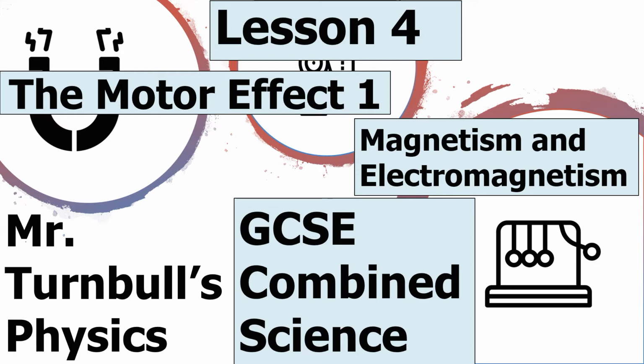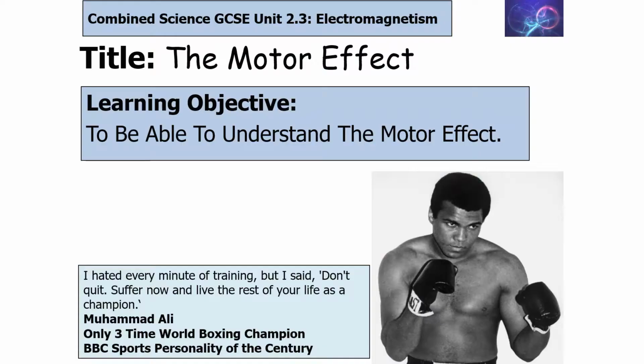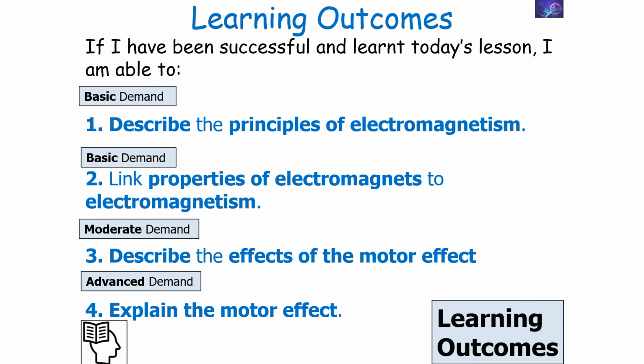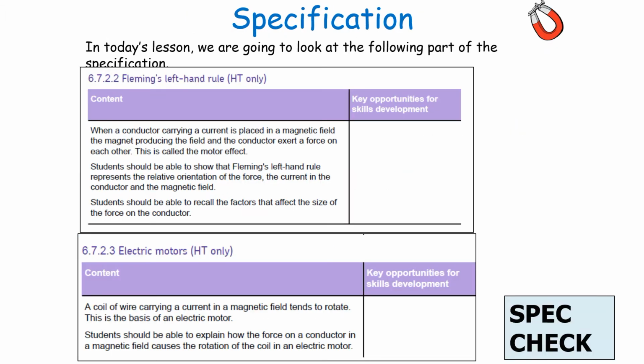Hello and welcome to today's lesson on the motor effect, which is part of the magnetism and electromagnetism topic in GCSE Combined Science Physics. In today's lesson we're going to try and understand what the motor effect is. If we've been successful, we can describe the principles of electromagnetism, link the properties of electromagnets to electromagnetism, describe the effects of the motor effect, and finally explain the motor effect, which links into the following part of the GCSE Combined Science Physics specification, Fleming's left-hand rule and electric motors.